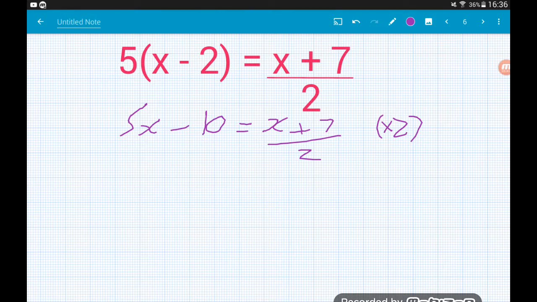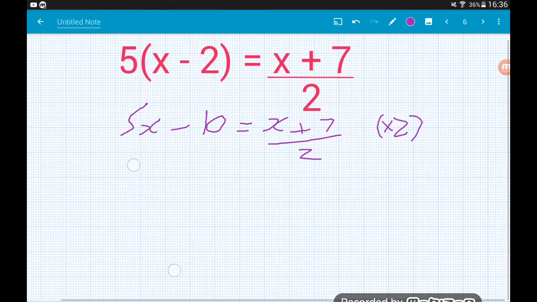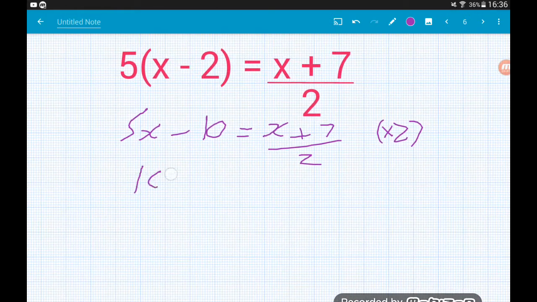So if we multiply the left hand side by 2, 2 times 5x will give us 10x, and 2 times minus 10 will give us minus 20, and then that's going to be equal to x plus 7. Remember, the top of the fraction doesn't get multiplied by the multiplication. It was already being divided by 2, so when we multiply by 2, we're simply cancelling out the division.